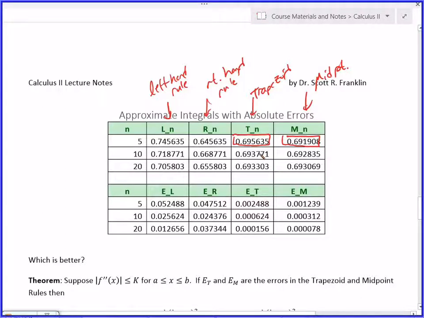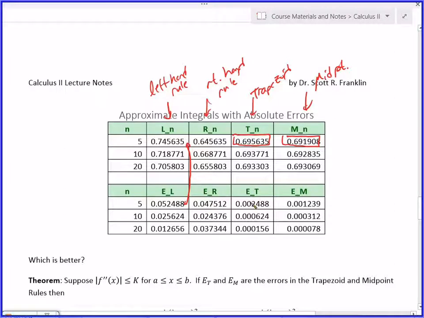0.693147. So I tried it with 10 subintervals, and then I tried it with 20 subintervals, and I calculated what I got. And then I measured the absolute error for each one of these. So this corresponds with this one right up here. What was the absolute error for the left-hand rule with 5? It was 0.05. The right-hand rule was 0.04.